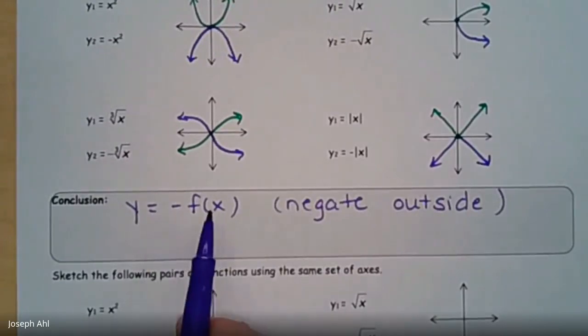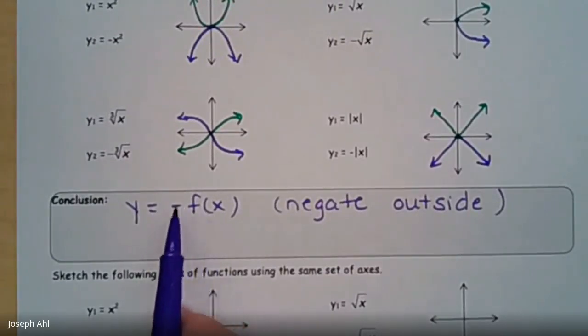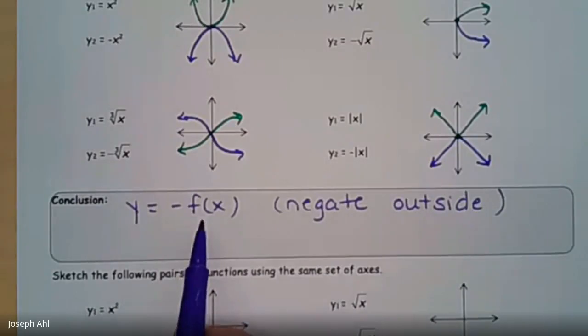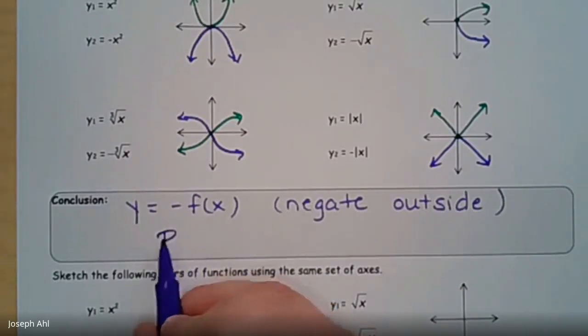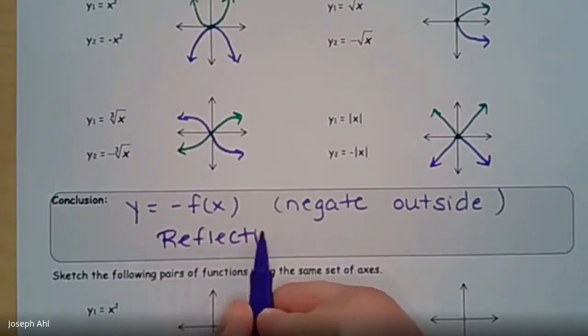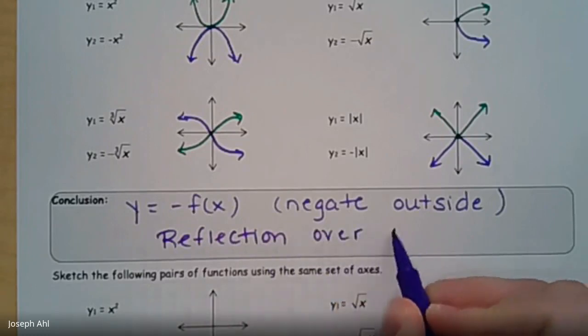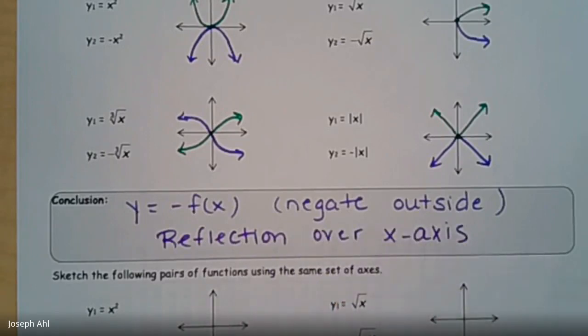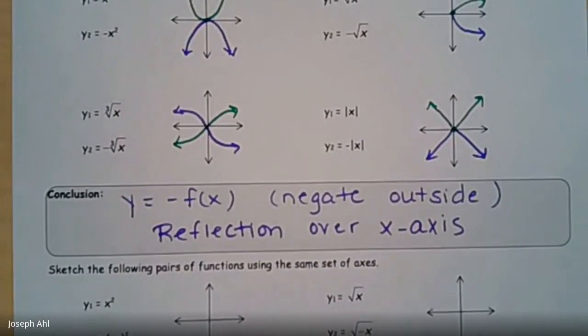It's like you're negating the y values. When you negate f of x, it's like negating y. So when you negate the y values, what that results in is a reflection over the x-axis. Okay, transformationally, negating y means reflect over x.